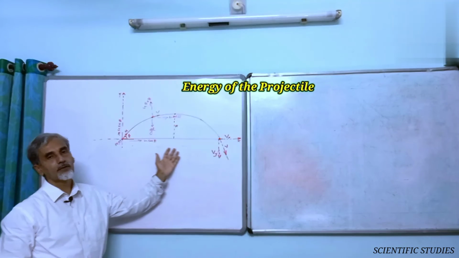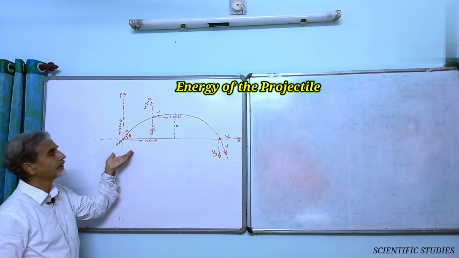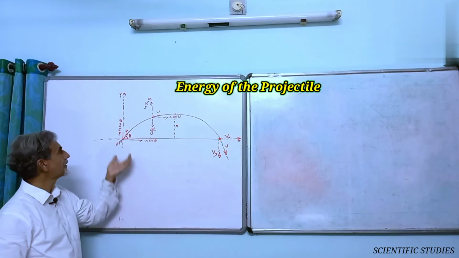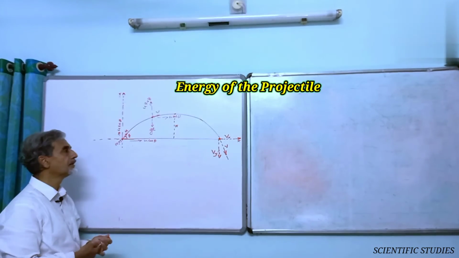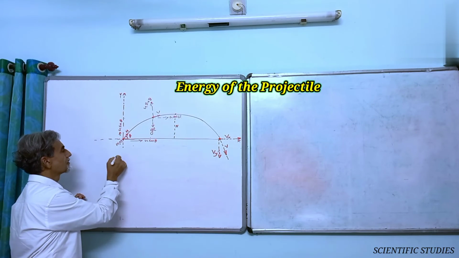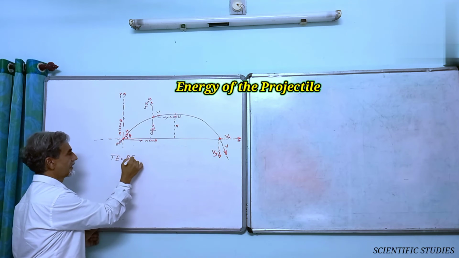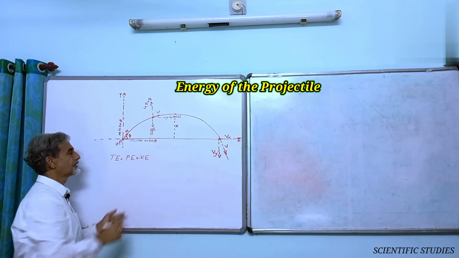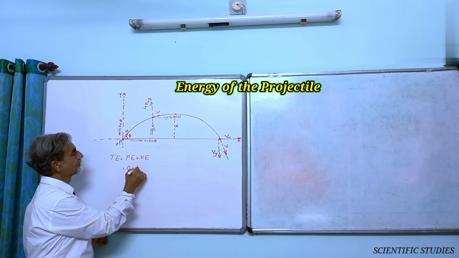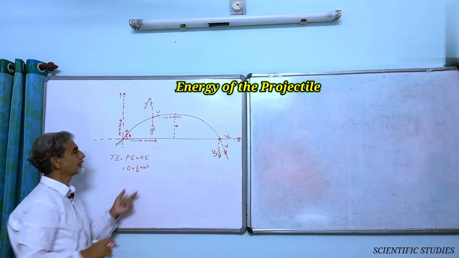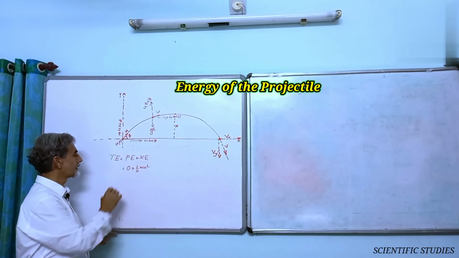The projectile motion obeys the conservation of energy. When the body is projected, at the time of projection, the body has an initial velocity u and the body is on the ground surface. Therefore, the total energy is equal to potential energy plus kinetic energy. The body is on the ground surface, so potential energy is equal to 0. That is 0 plus half m u square. The body has only kinetic energy. That is, the total energy is equal to half m u square.